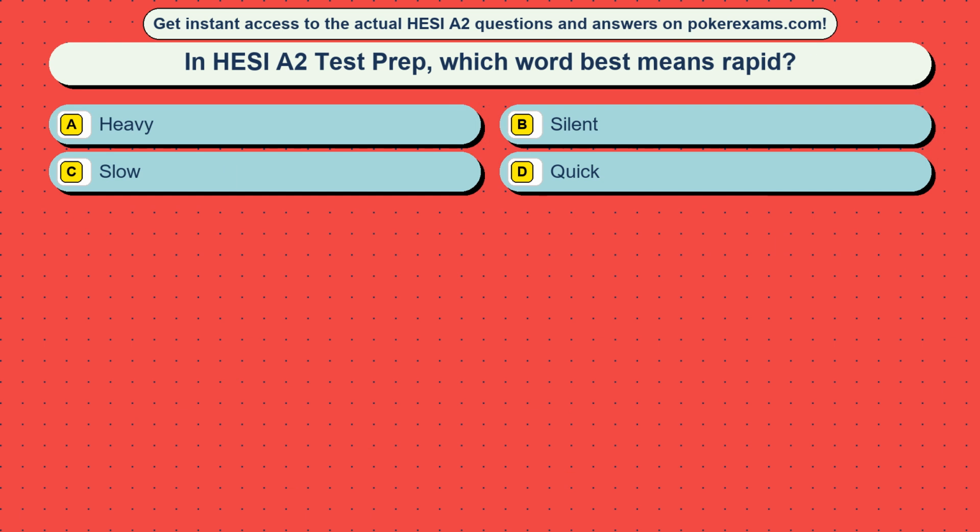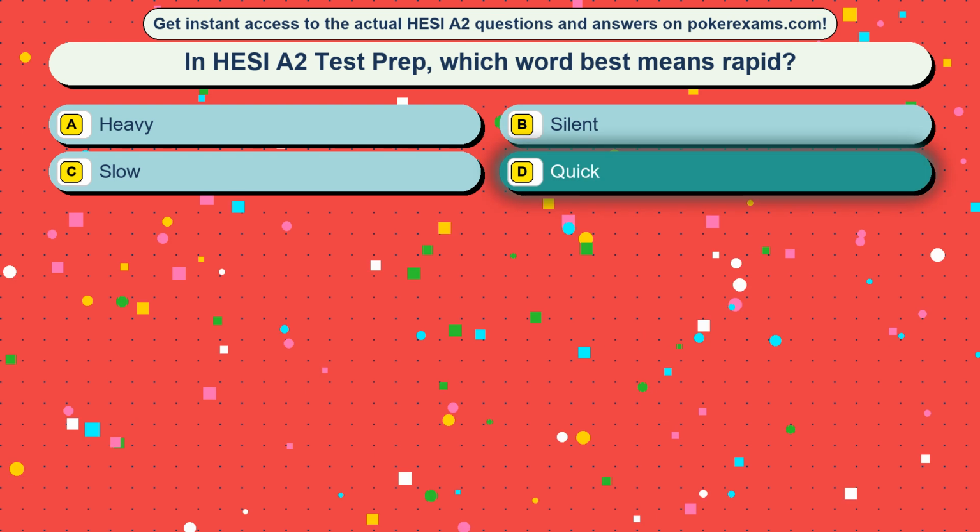Question 43. In HESI A2 Test Prep: Which word best means rapid? Option A, heavy. Option B, silent. Option C, slow. Option D, quick. The correct answer is option D, quick.